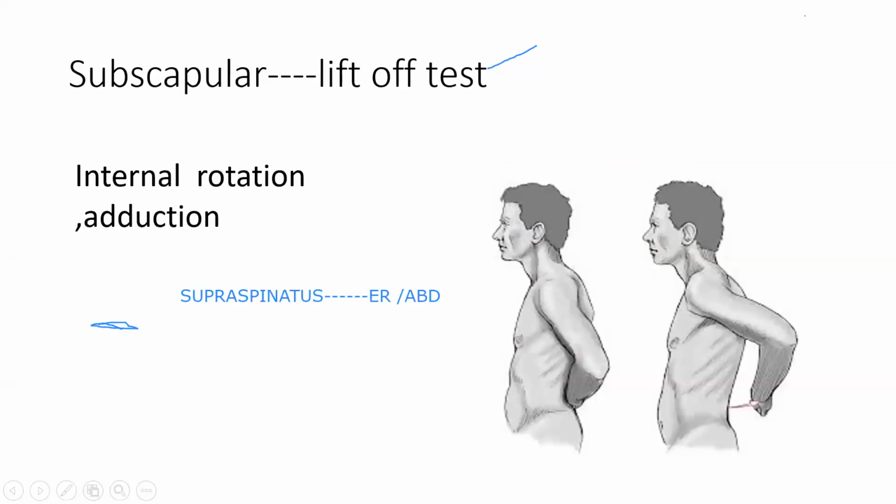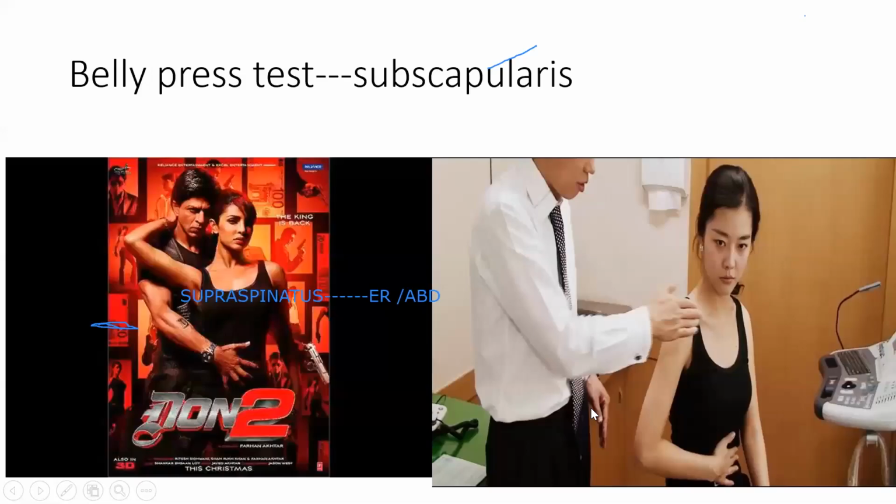This action is also the same adduction and internal rotation, but the lift-off is behind the back, and in front of the body you can do this belly press test. See here, the same thing he is doing. The belly press test should be done by the patient only. This is just a graphical thing to remember what the belly press test is. While pressing your belly, you can test your subscapularis, or you can do the lift off. These are two tests of subscapularis.